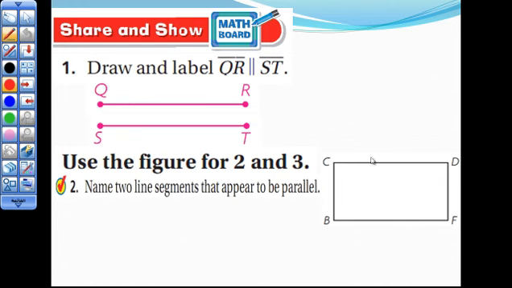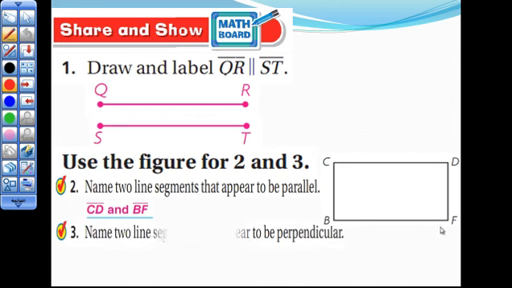Here I can see CD and, could you tell me? BF. Great. When I say CB, you should tell me what? DF. Yes. Let's see my answer. CD and BF. Yes, you are right, teacher.